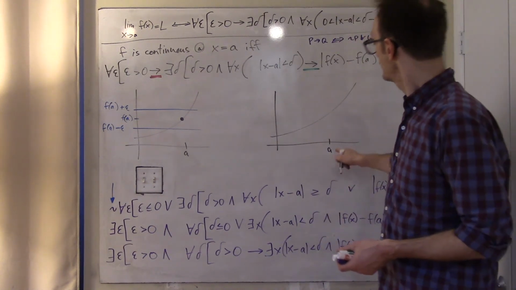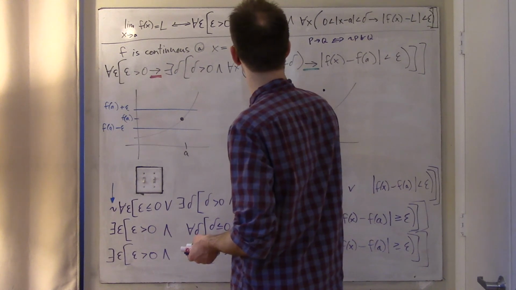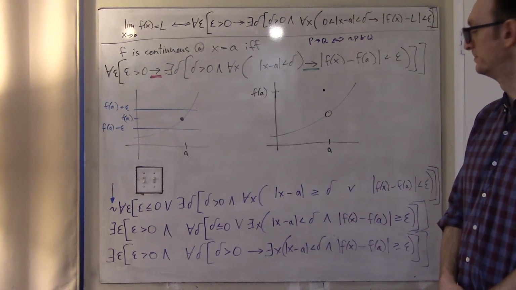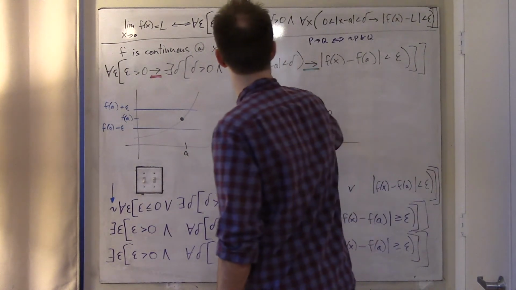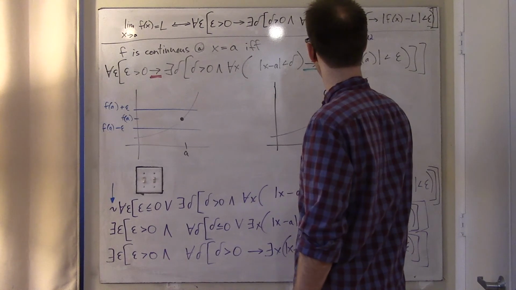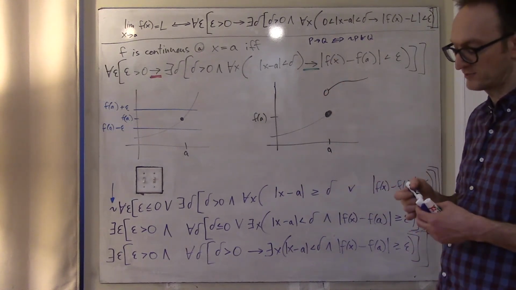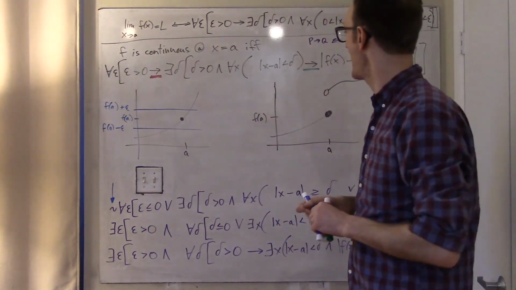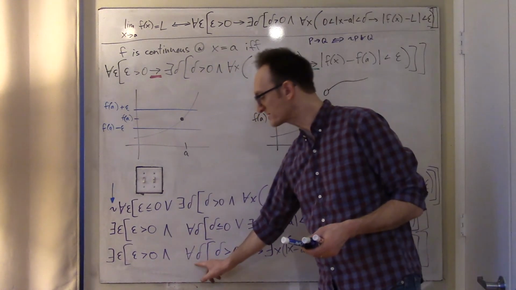Well, here's A, here's F of A. And here's what it says. I mean, the thing is, there are so many different ways for a function to be discontinuous that no one picture is going to capture them all. But here's a picture. This function is certainly discontinuous at A. Well, here's what it says. There is an epsilon, so some challenge out there exists, such that epsilon is greater than 0, so it's a legit epsilon, and for all possible delta.